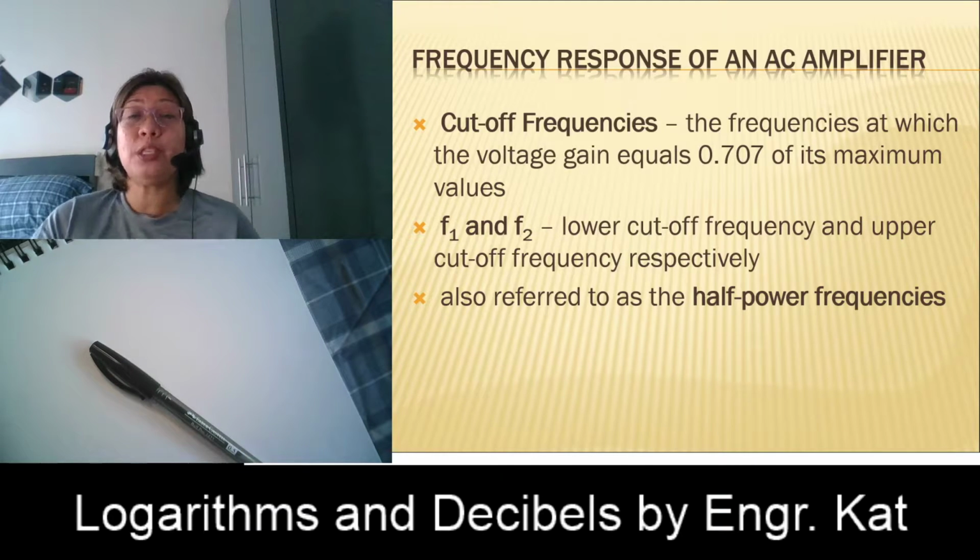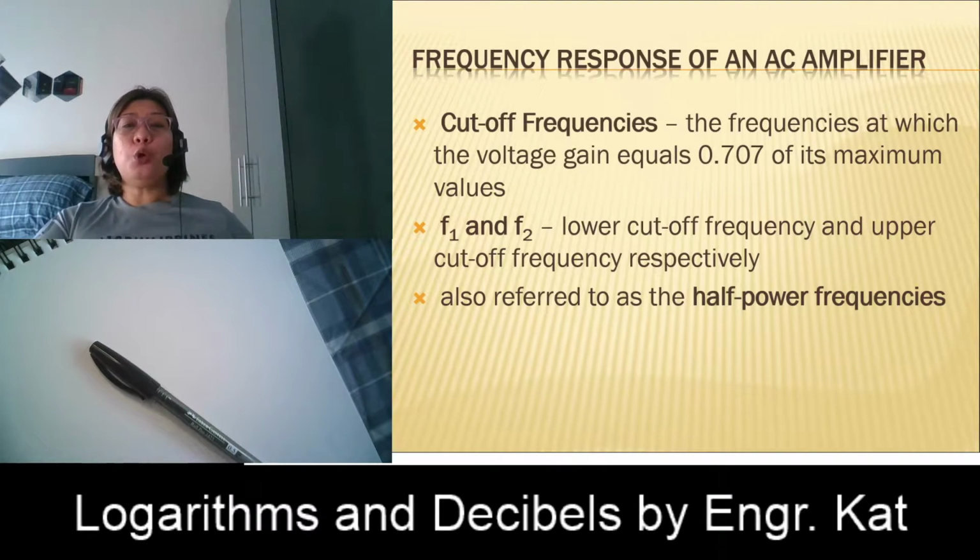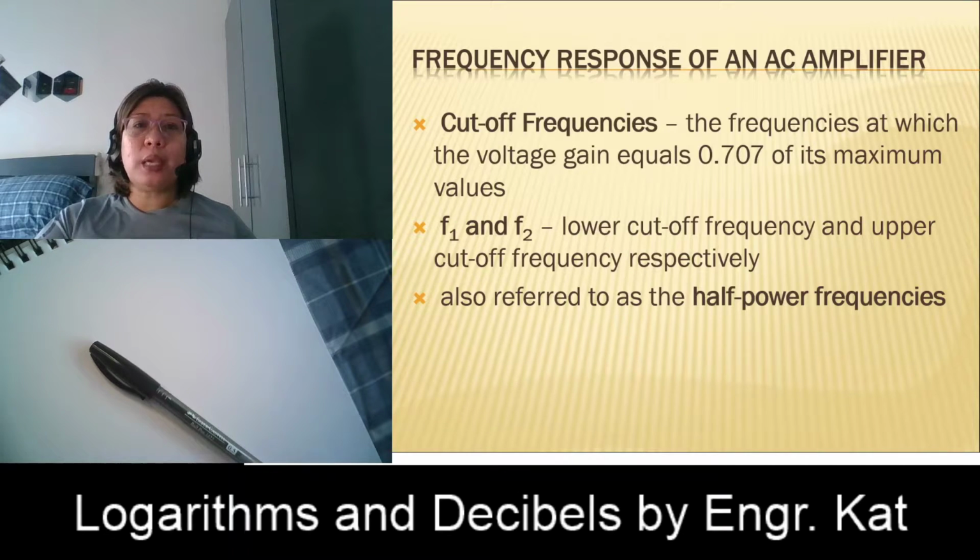So where is the maximum value? The maximum value is at mid-range, and at cutoff, it is 0.707. Below the cutoff and above the cutoff, it is much lower than 0.707 of your maximum value. Usually, we call those cutoff frequencies F1 and F2. F1 is your lower cutoff frequency and F2 is your upper cutoff frequency.